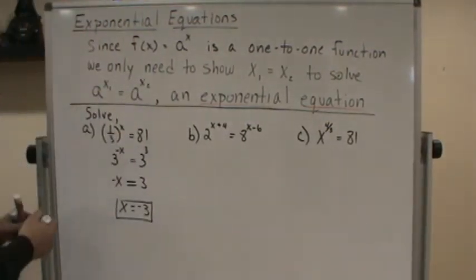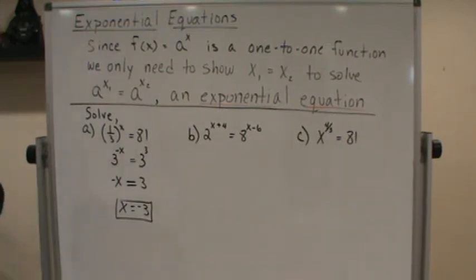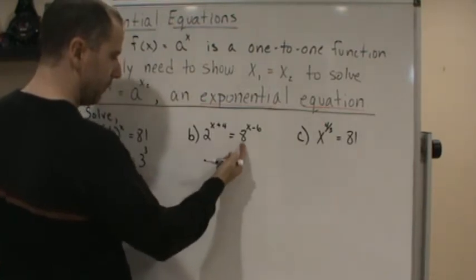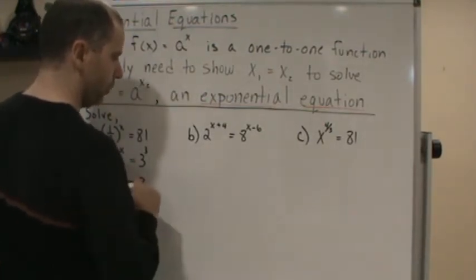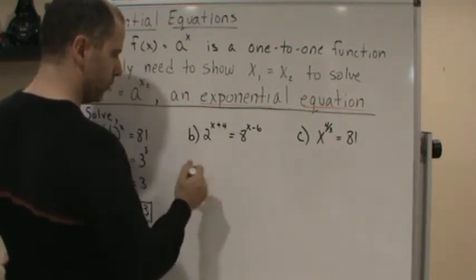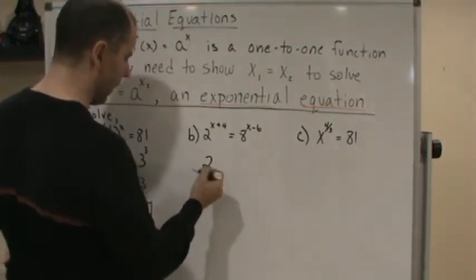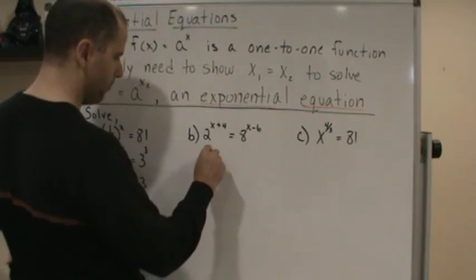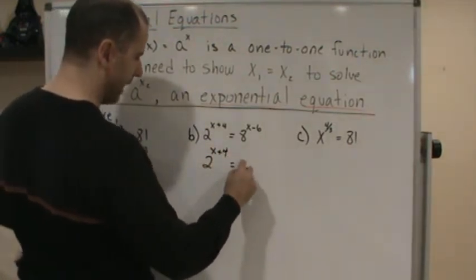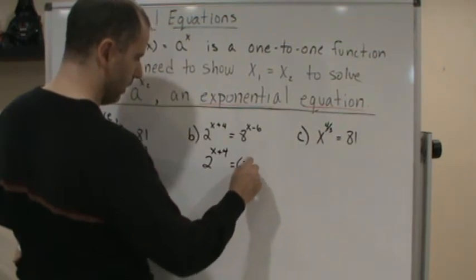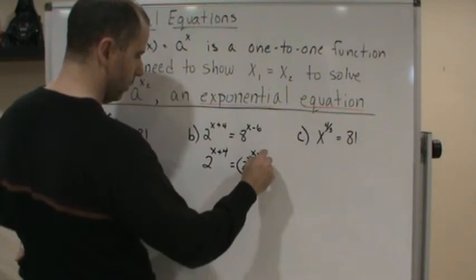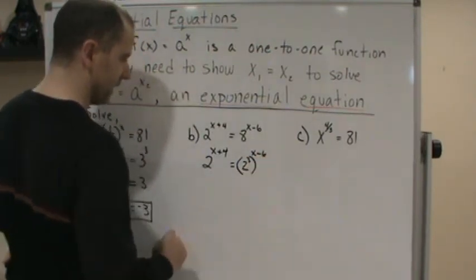Okay, now what about B? Same thing. We're going to do the same thing. I need to get a common base here. So what I'm going to do is rewrite 8 as a power of 2. I can't rewrite 2 because it's prime, but I can rewrite 8 as 2 to the 3rd, raised to the x minus 6 power.